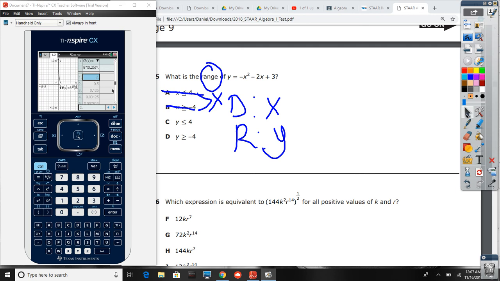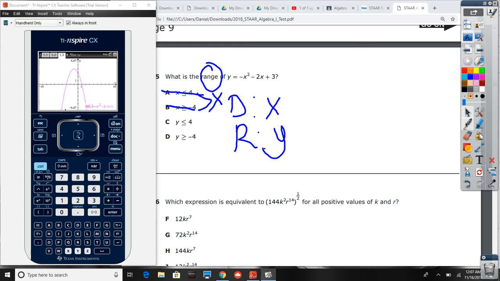So the only way I can see that is if I go to my graph. So again, let's add a page, Control Doc, add a graph, and let's type that baby in. Negative x squared minus 2x plus 3. Press enter, and we know that positive 4 and negative 4 are going to be of high importance, right?